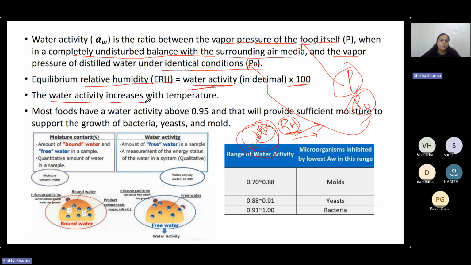So the water activity basically increases with temperature. Most food products have a water activity above 0.95, and that will provide sufficient moisture to support the growth of bacteria, yeast and mold. We can see in this table that molds can grow above 0.7 water activity, yeast from 0.88 to 0.91, and bacteria need more water, the highest water activity. If the water activity is greater than 0.91, they can grow.